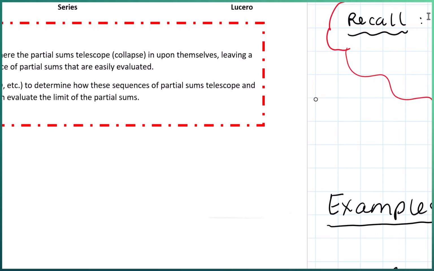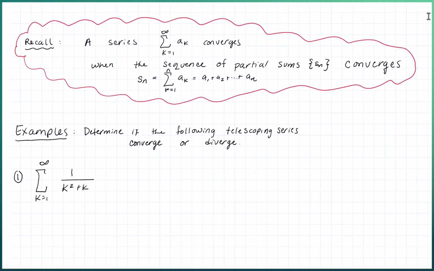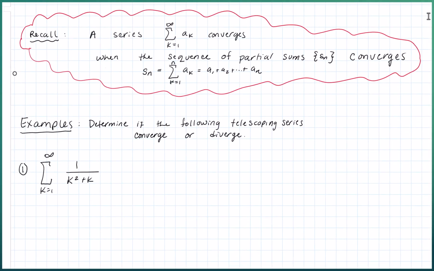And what we want to remember is that this builds off the theory that a series will converge when its sequence of partial sums converges. So we're going to take a look at those partial sums. We're going to build a sequence of partial sums, and if that converges, then of course the series itself is converging. So let's take a look at this first example.